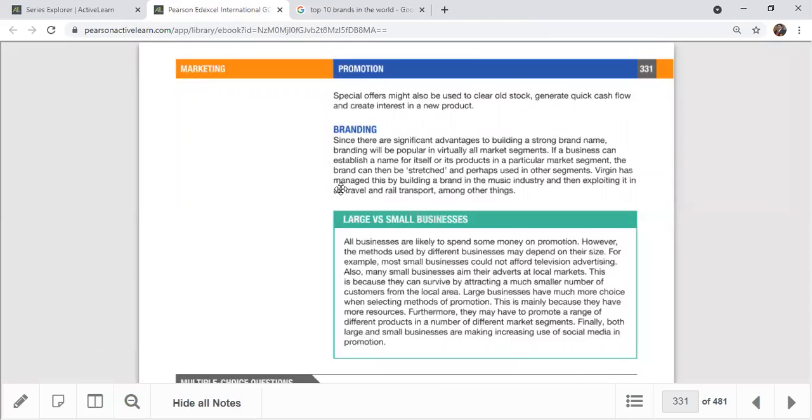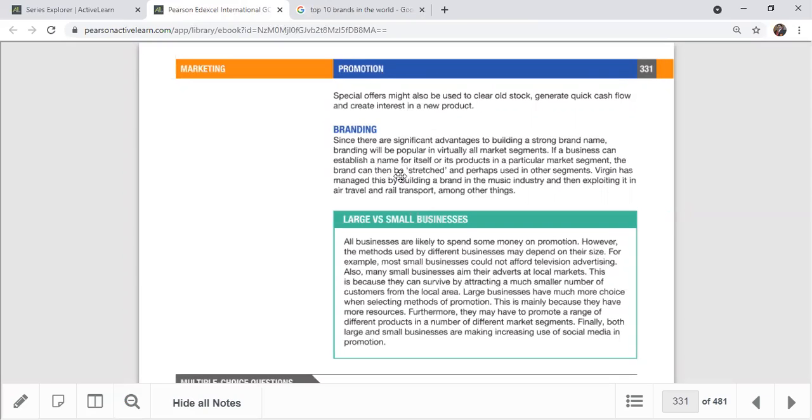And now you can see the branding. Again, another marketing strategy is branding. Like we talked about, we define the brand here. There are significant advantages to building a strong brand name. Branding is popular in virtually all market segments. As I told you, it is kind of an investment. If you invest in the positioning of a product, that's called the product position. As I told you, products like Panadol, Coca-Cola, and Apple create their brand name because they invested so much in promotion and research and development.